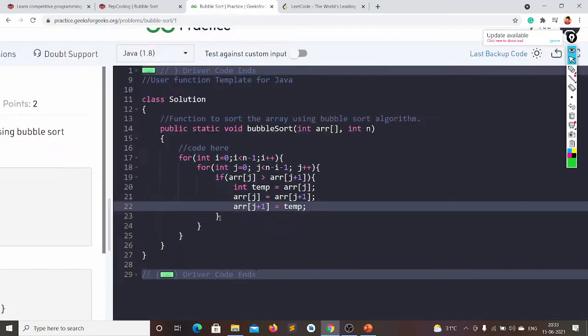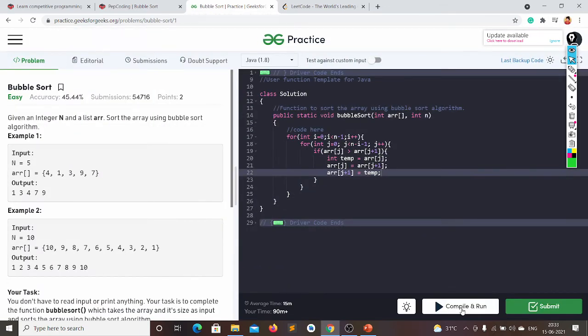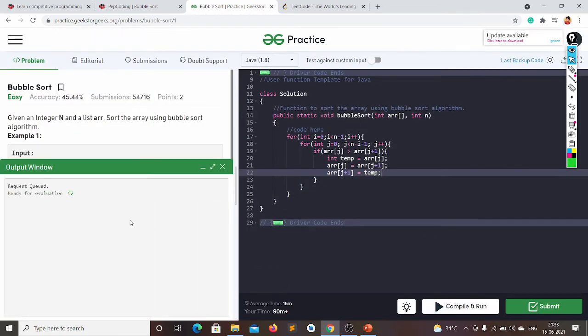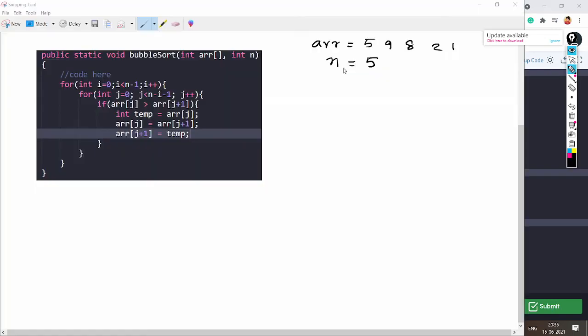So let's run it first of all. Are there any errors? Okay, this one is sorted. So let's submit. Yeah, correct answer. Okay, let's analyze this code.